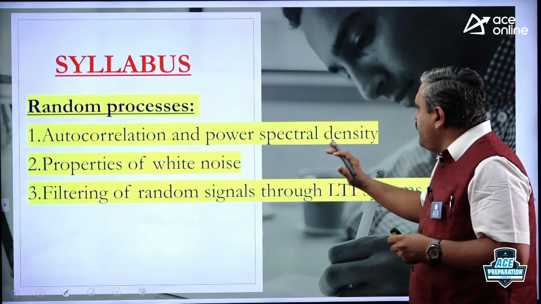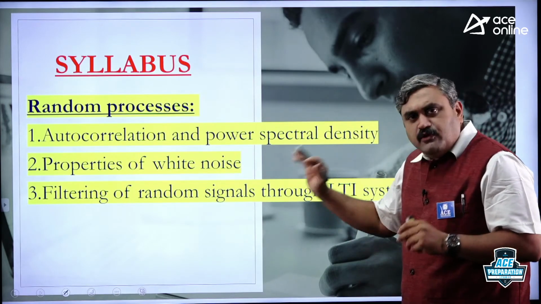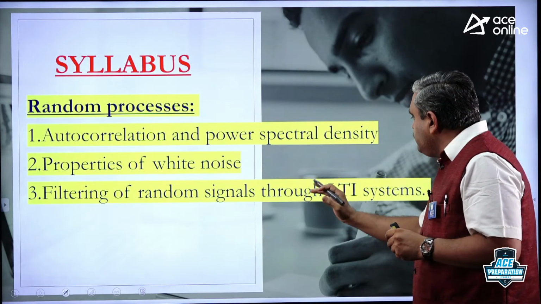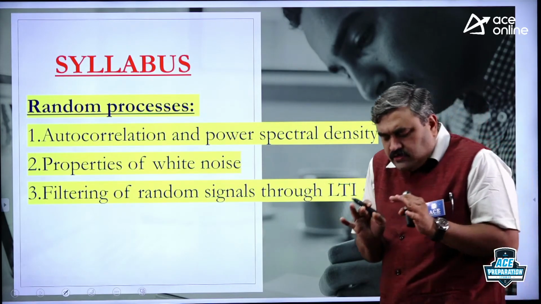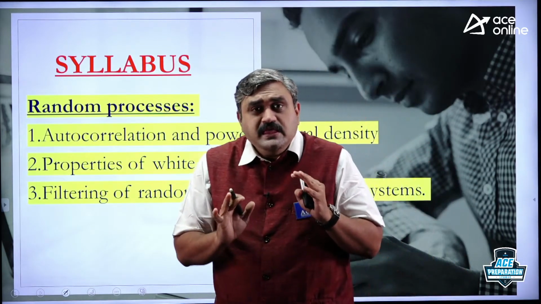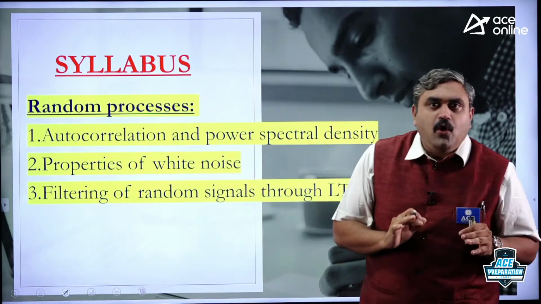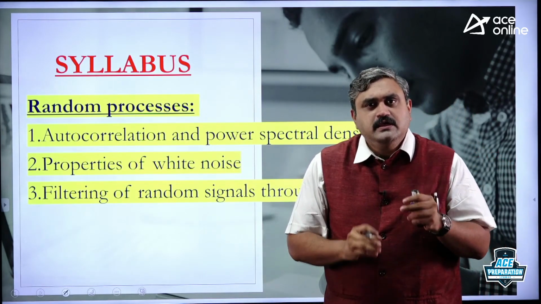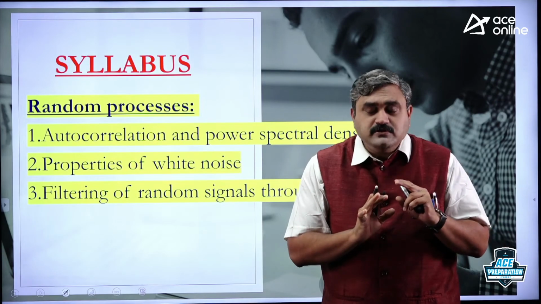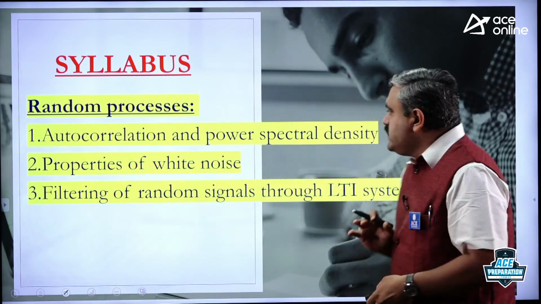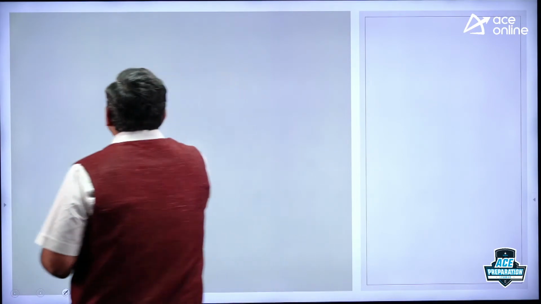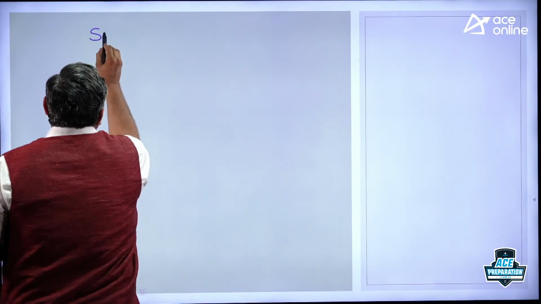Autocorrelation and power spectral densities, properties of white noise, filtering of random signals through LTI systems. These are the only 3 lines he mentioned. Now if you study only these things, or if you start with this first part, autocorrelation functions, your mind will be gone. It's real, it's not such a simple topic. What you have to do is understand the starting part of it, the fundamentals of it. The fundamentals of this start with a single random variable.